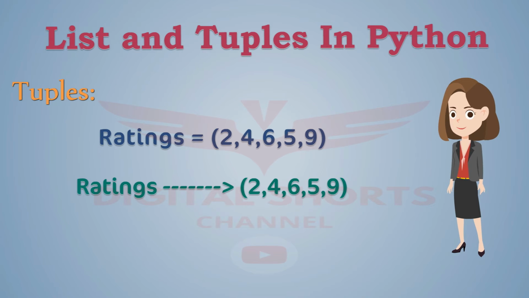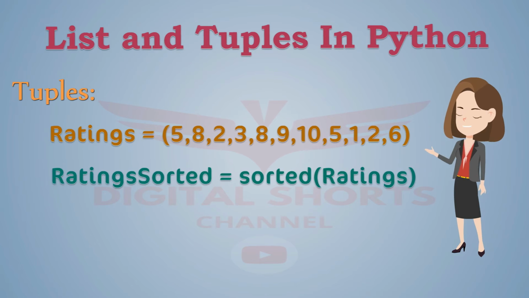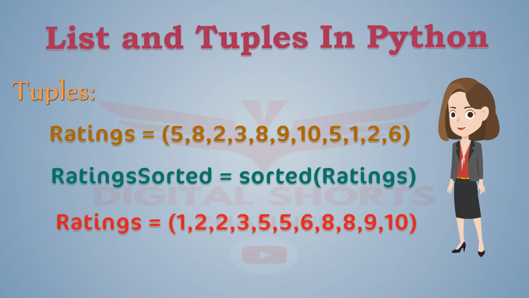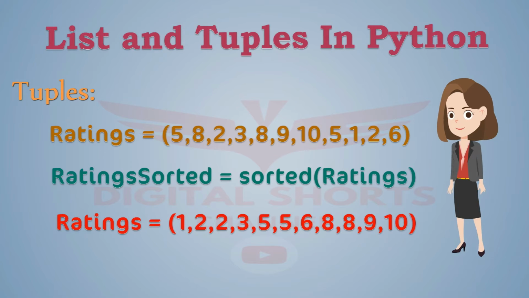For example, if we would like to sort a tuple, we use the function sorted. The input is the original tuple. The output is a new sorted list. For more on functions, see our video on functions.